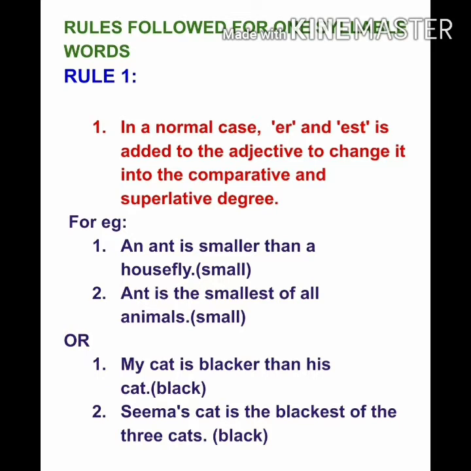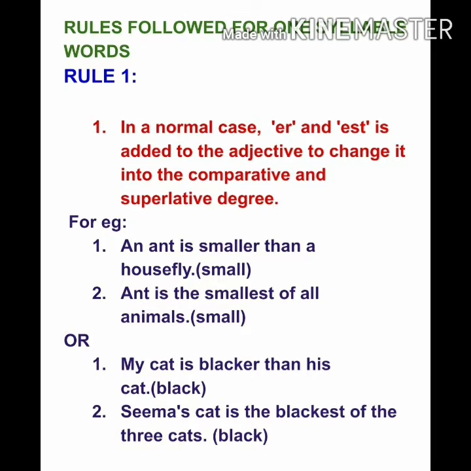In a normal case, ER and EST is added to the adjective to change it into the comparative and superlative degree. This means on adding ER to an adjective, we change it into the comparative form, and on adding EST to an adjective, we change it into the superlative form. Let's look into the examples.